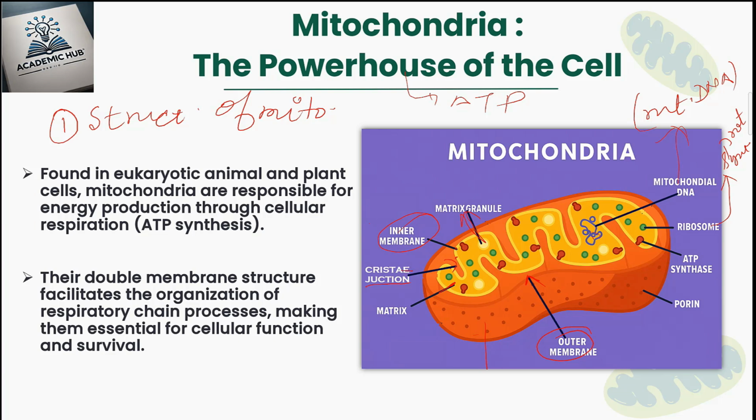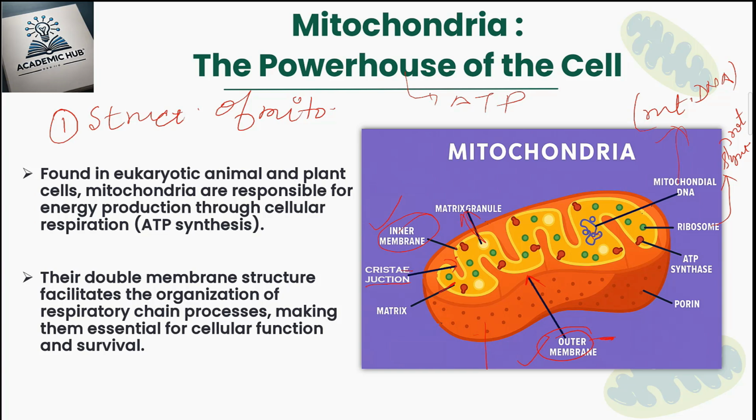First structure is the outer membrane. As we all know, mitochondria possess a double membrane structure because there are two types of membrane, the inner membrane and the outer membrane. That's why it is known as a double membrane structure, that enables them to efficiently perform cellular respiration and generate ATP. So in structure, first we will discuss the outer membrane.